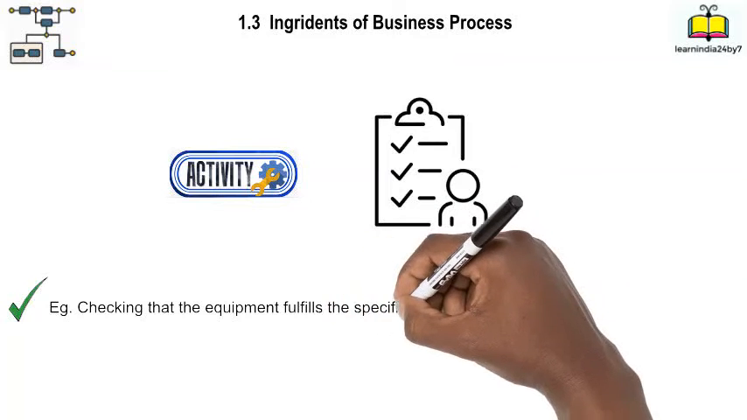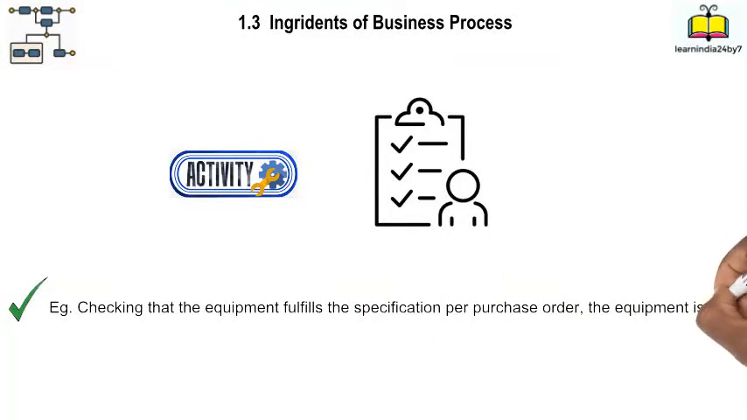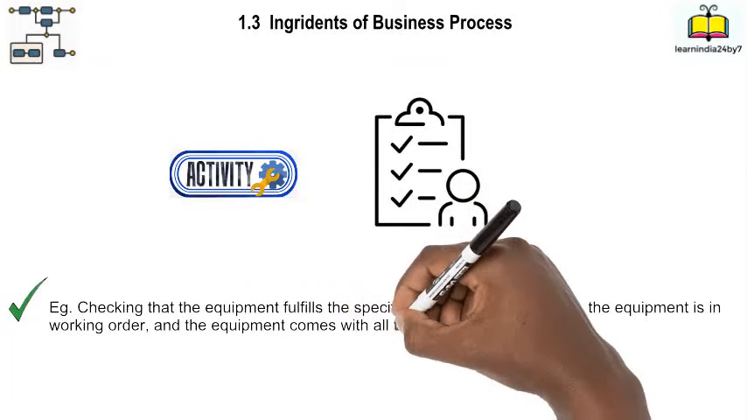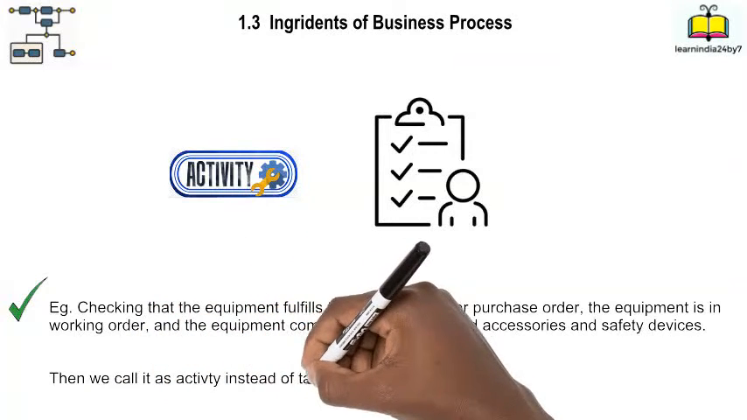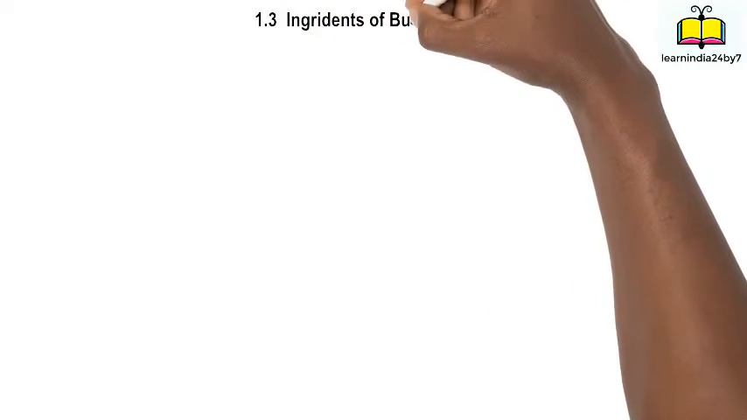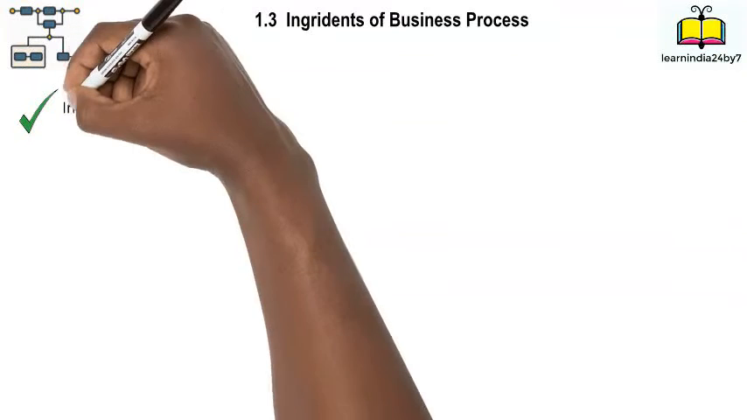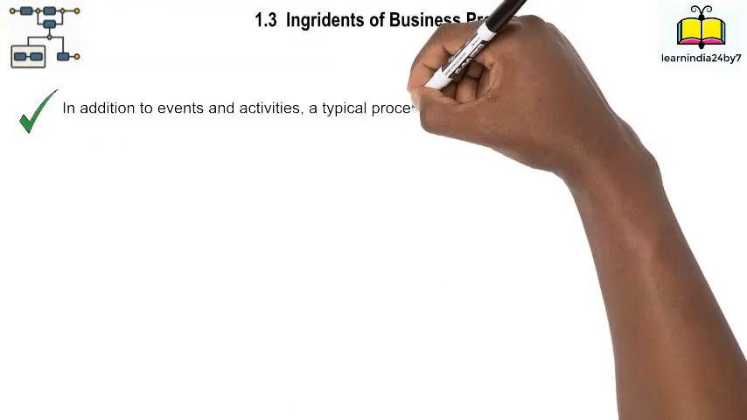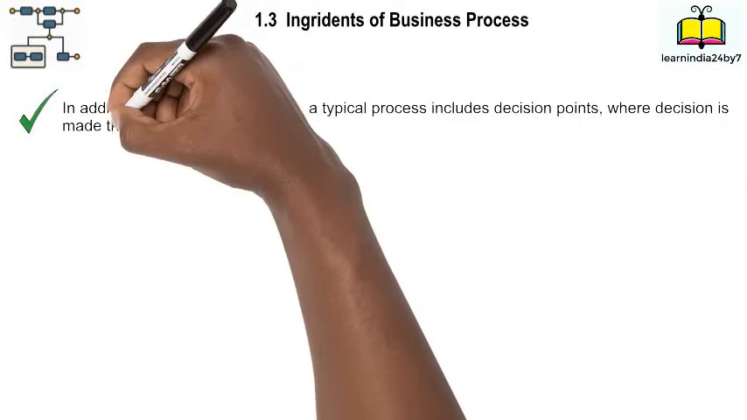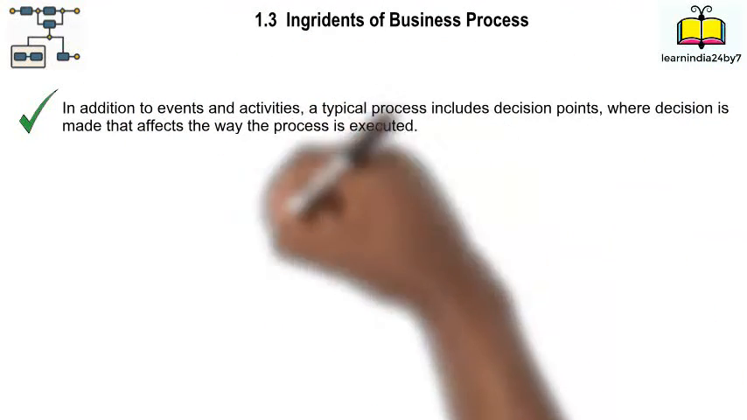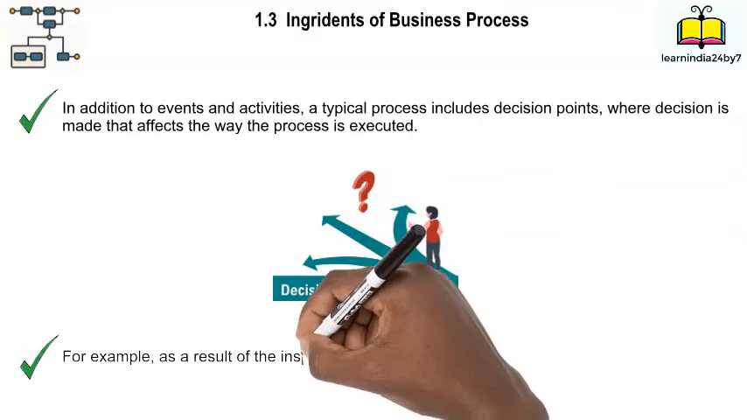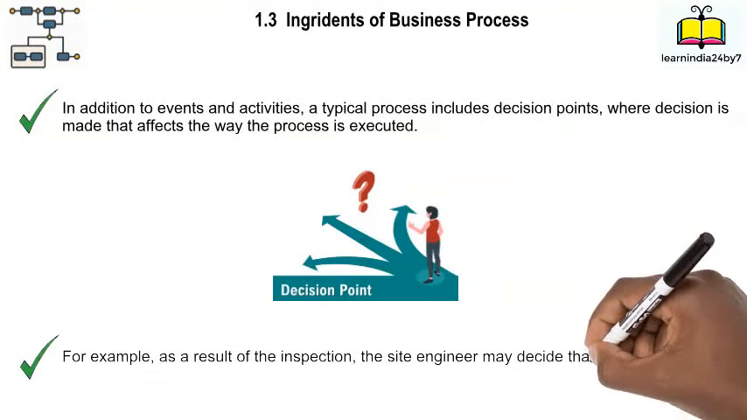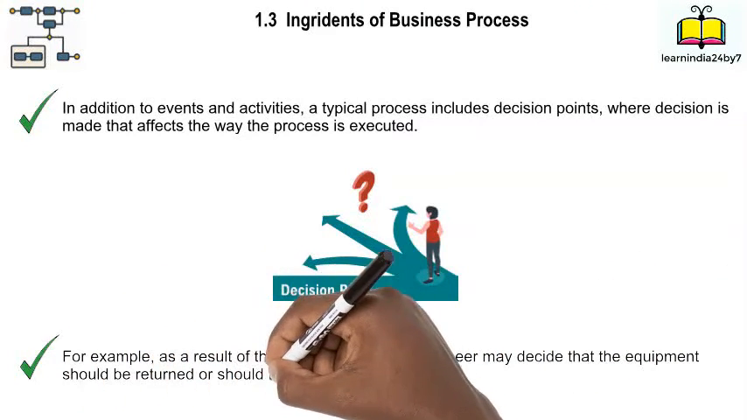Say, for example, checking that the equipment fulfills the specification as per the purchase order, the equipment is in working order, and the equipment comes with all required accessories and safety devices. Then we call it an activity instead of a task. So, in addition to events and activities, a typical business process also includes decision points, where a decision is made that affects the way the process is executed further. For example, as a result of inspection, the site engineer may decide that the equipment should be returned or should be accepted for use.